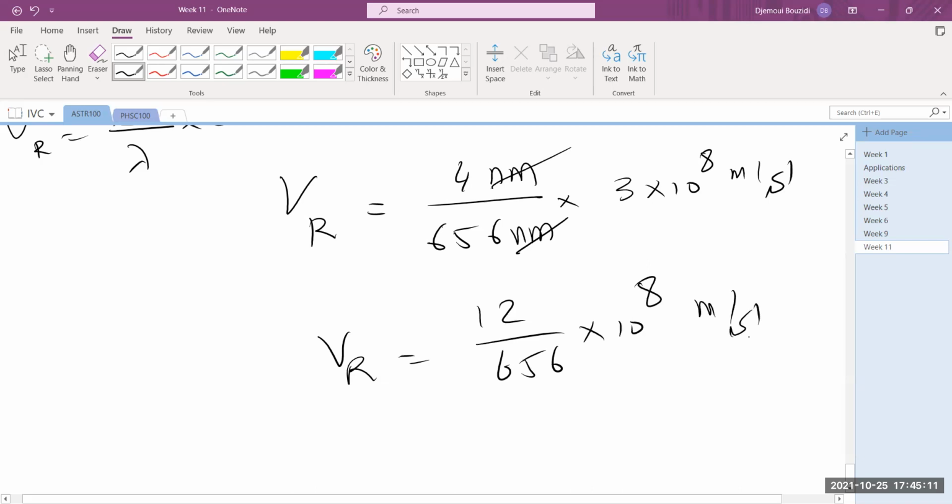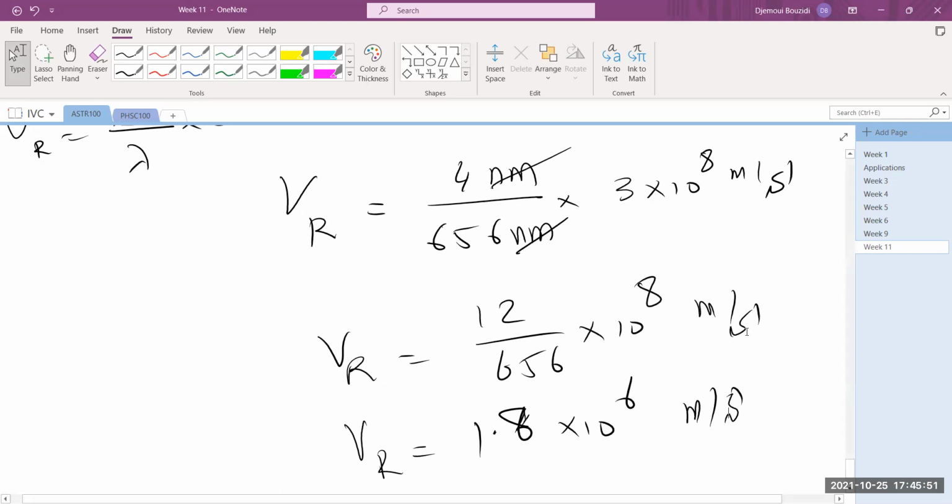It's going to be a big velocity, by the way, for a star that has a shift of 4 nanometers. Oh, I'm sorry, I closed the calculator. I should not have done that. So let me get into a mathematics calculator. I want to know how fast this star is moving. Obviously, I have to do 12 divided by 656. It's 0.018, so it's going to be 1.8 times 10 to the power 6 meters per second.